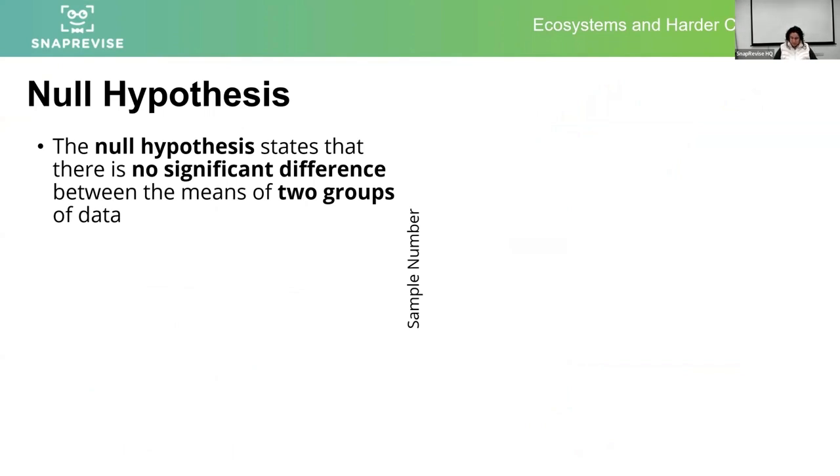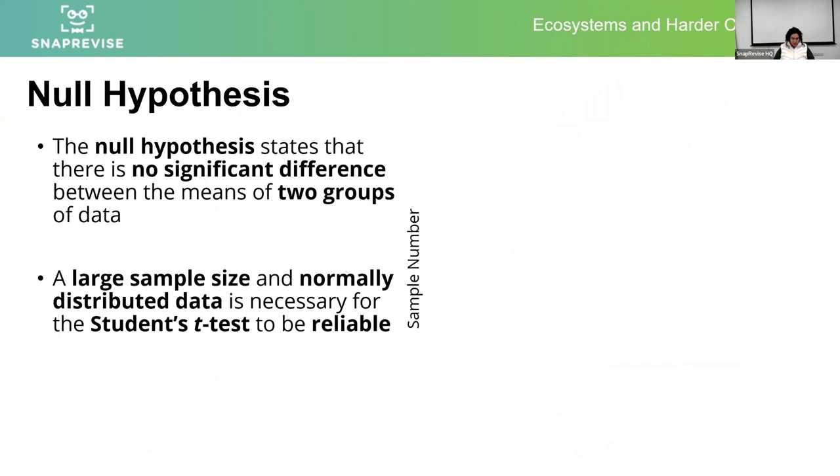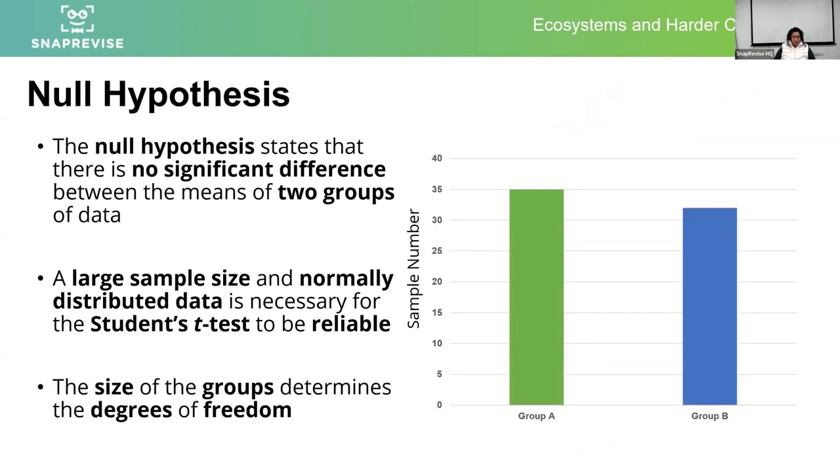So, what is the null hypothesis? As always, the null hypothesis states that there is no significant difference between the means of the two groups, right? And so, for example, I've got group A and group B, and I am looking at the average heights between them. So one is 35, one is 32, for example.